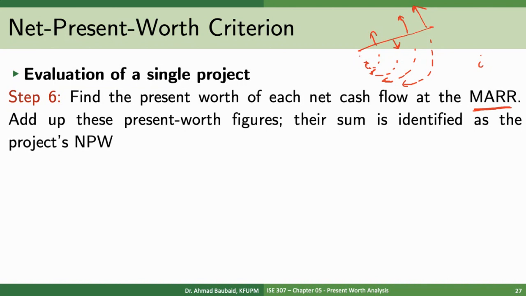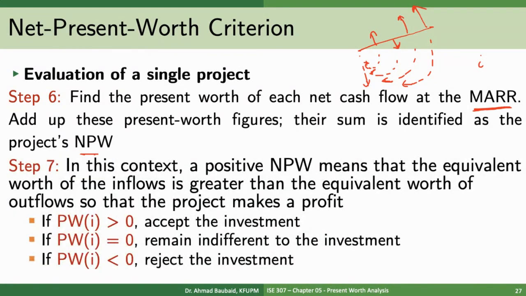After you move them all to find the present value, of course, you need to sum them. Their sum is that project's net present worth. Then, naturally, if the net present worth is positive, that means overall your benefits exceed, or your inflow exceeds, the outflow, taking into account the time value of money, so I will accept the investment. If it is negative, that means my costs exceed my benefit, so that is not a good investment, and I'll reject it. And if it's 0, of course, I'm indifferent. 0 means nothing really happens. I can choose to accept it or choose to reject it. It doesn't matter to me.